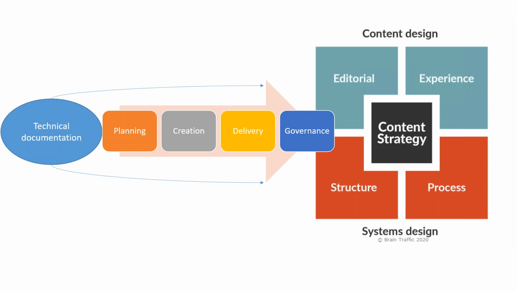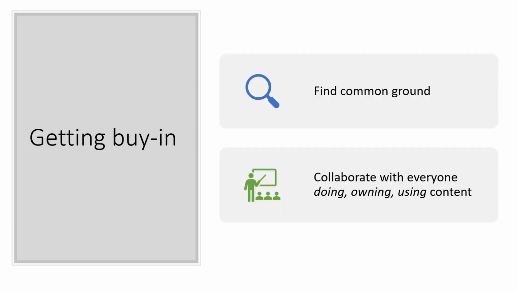So the last hard question is, how do you get buy-in? And the honest answer is that it can be really hard. In most cases, there are a lot of loud voices involved when you plan the strategy of anything, and enterprise content strategy is no exception. I've found varying measures of success by focusing my efforts on two specific areas: finding common ground and collaboration.